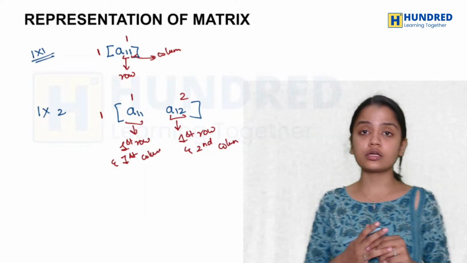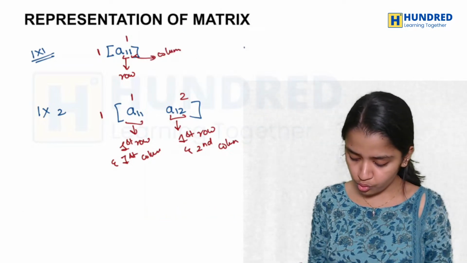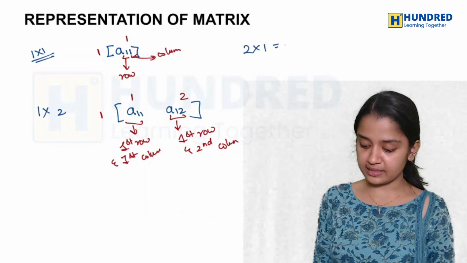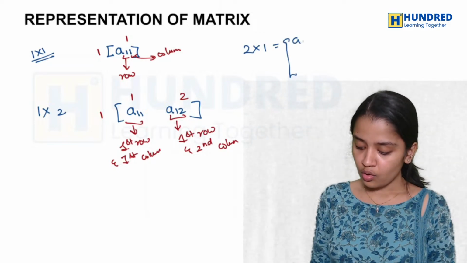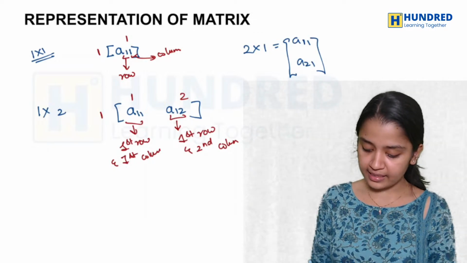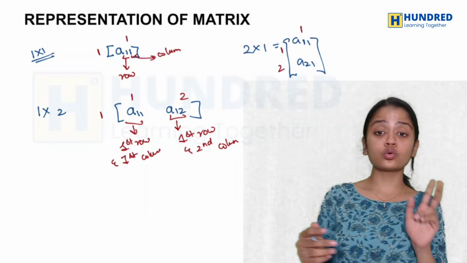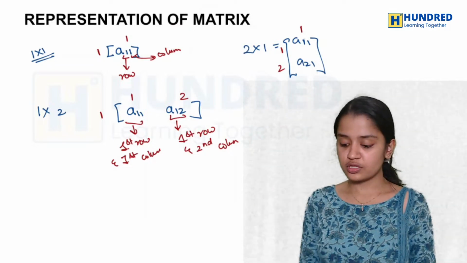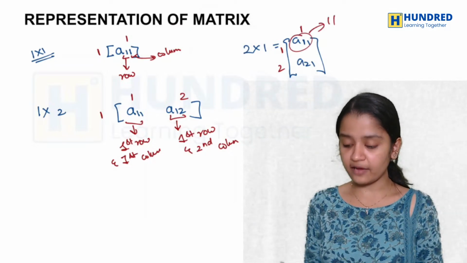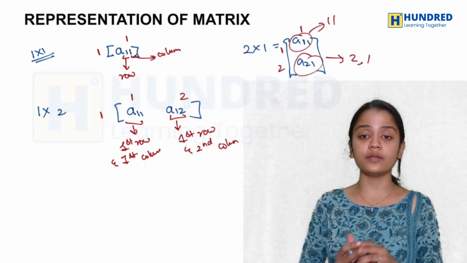Now what about 2 cross 1? Your 2 cross 1 can be represented as A11, A21. So basically, how many rows are there? There are 2 rows and 1 column. So this is the first row and first column element. This is the second row and first column element.